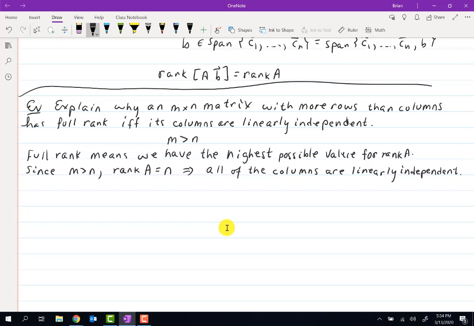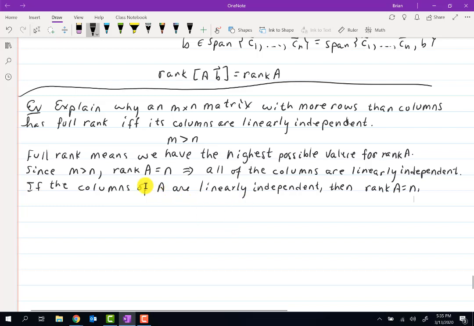On the other hand, if the columns of A are linearly independent, then the rank of A equals n, since the rank of A is the number of linearly independent columns, and there are n columns.